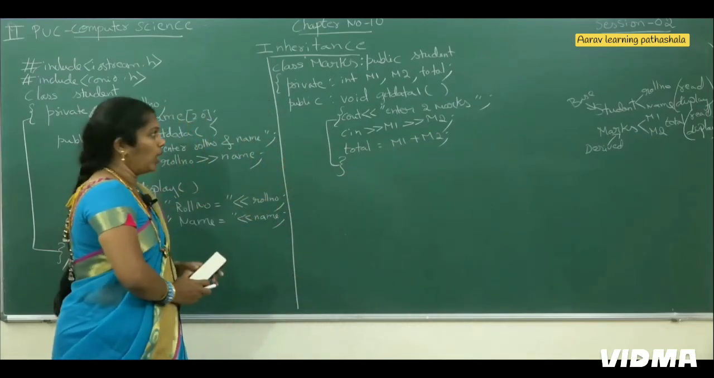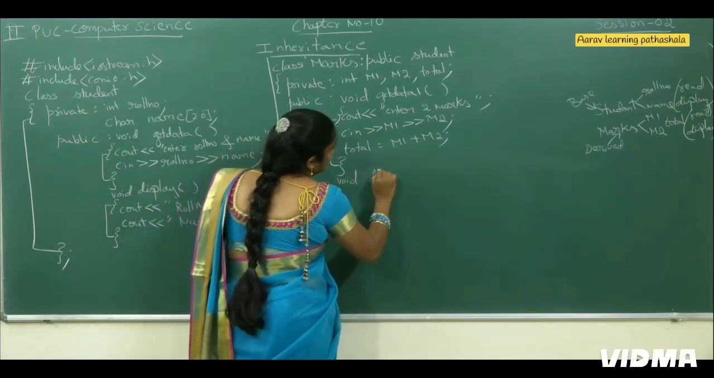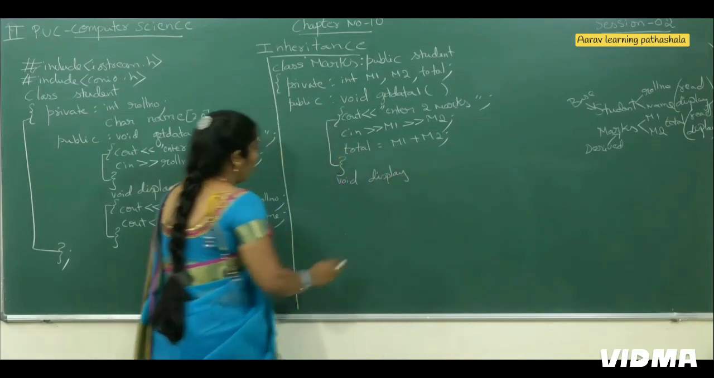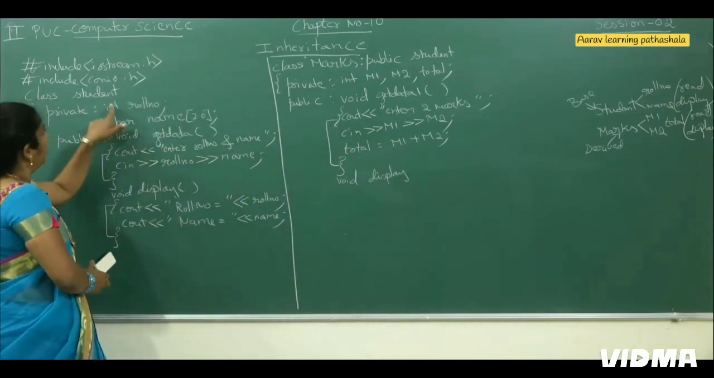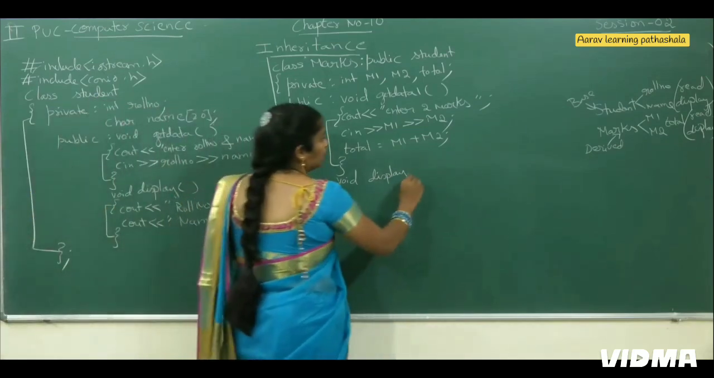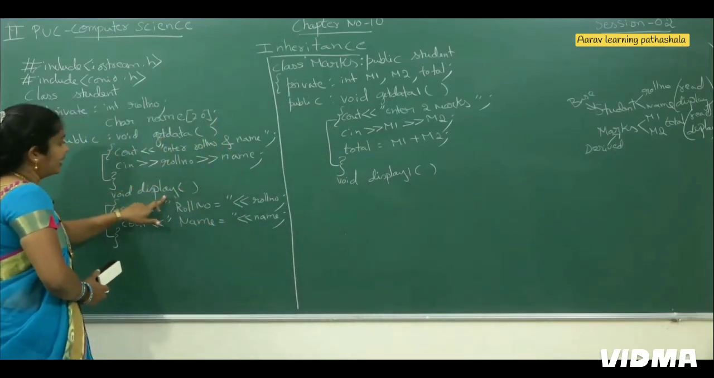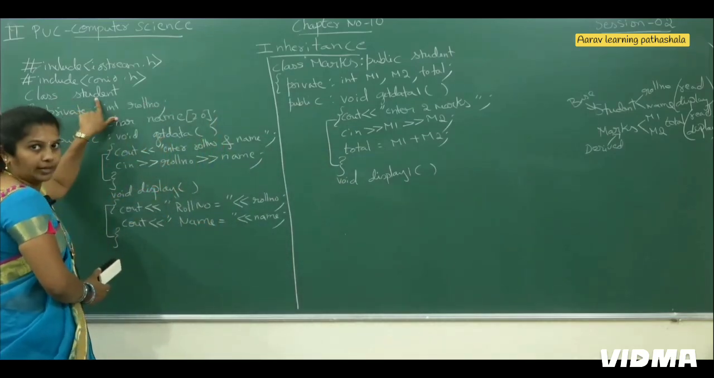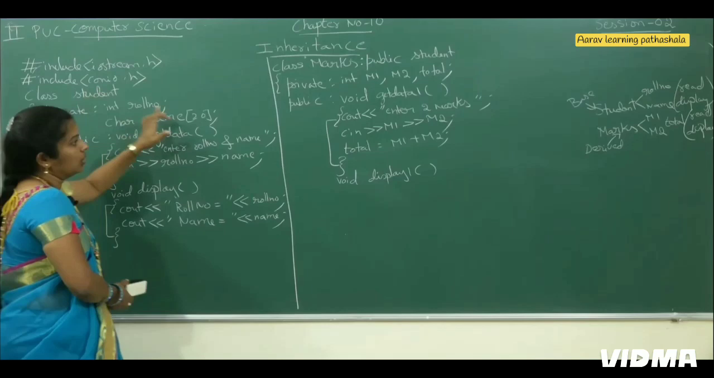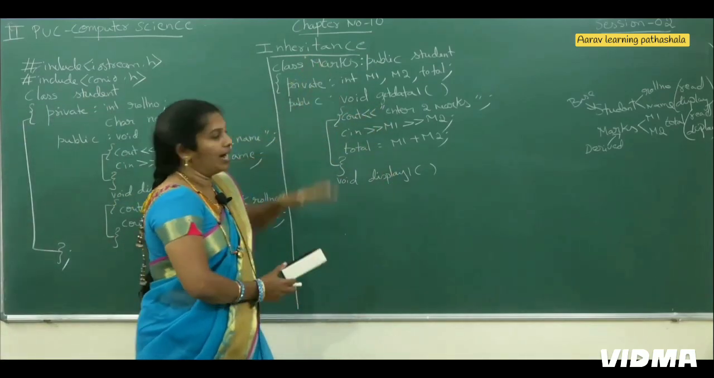Next I want to display that value. Then void display. Whereas already I took display in student. If you want to take display also, otherwise display 1. To avoid confusion, I take display 1. Get data and display are the student functions, whereas get data 1 and display 1 are the functions of marks.